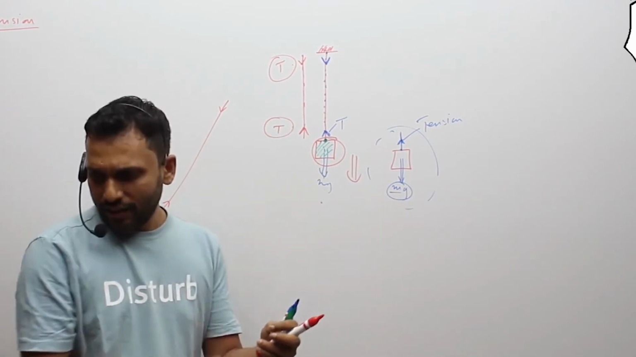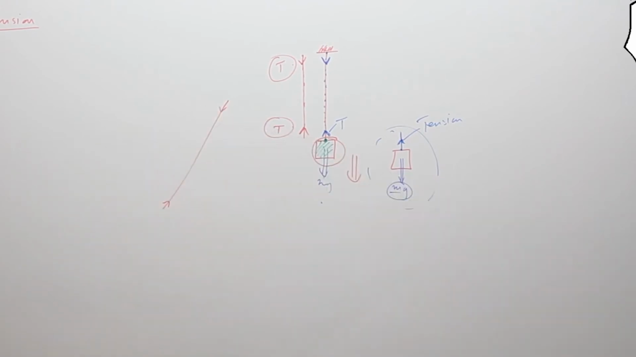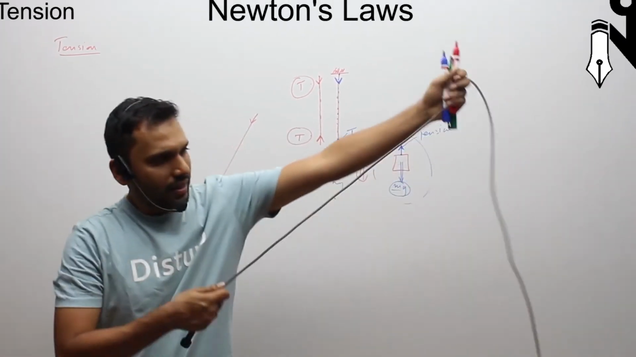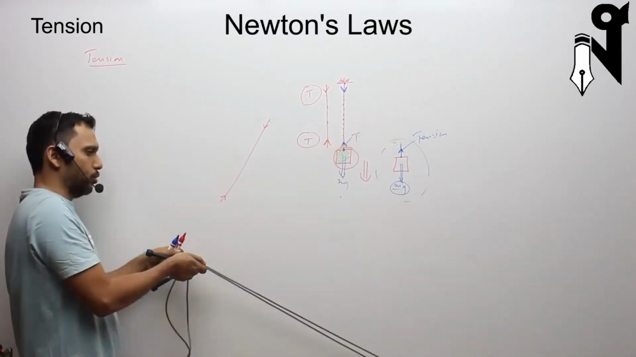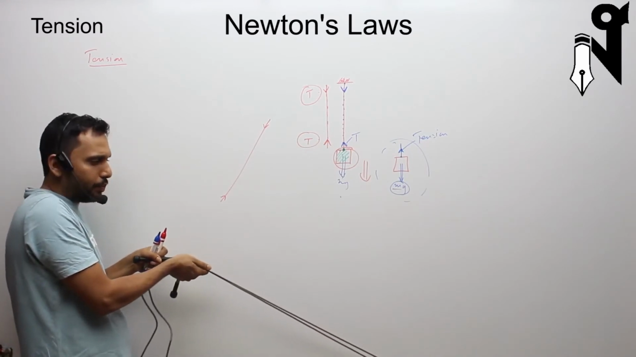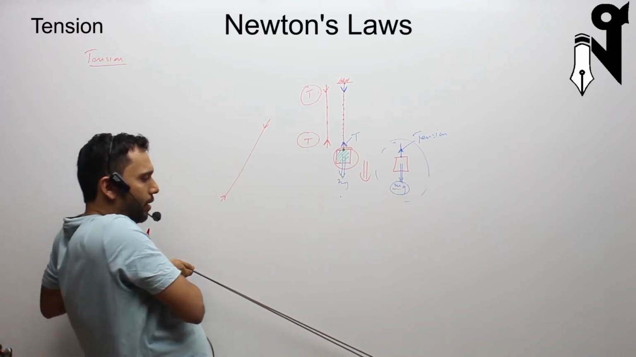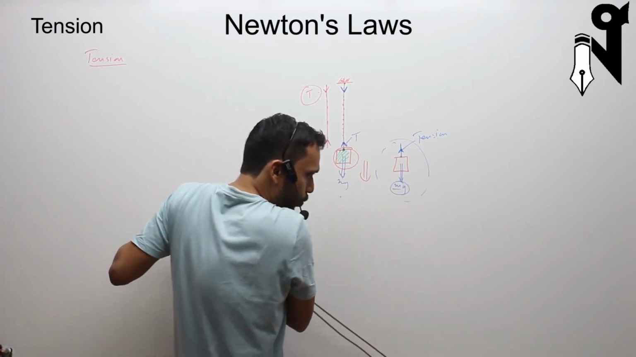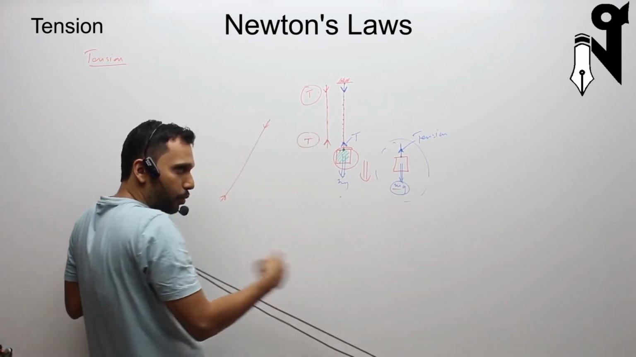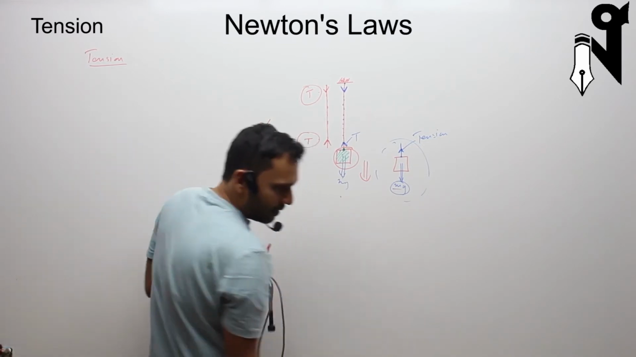Just imagine if that was a string and I pull the string. If it is hooked onto some point and I pull the string, what happens is I get pulled forward. I am getting pulled forward. That is one way of pulling yourself. You pull the string and the string will pull you.